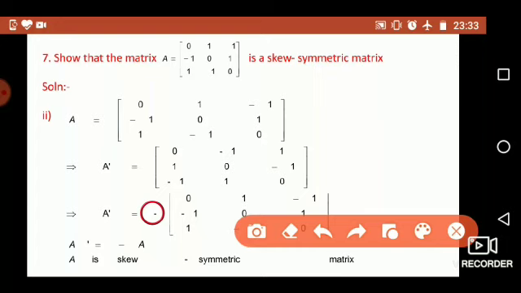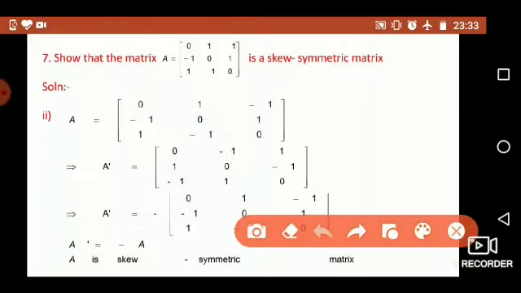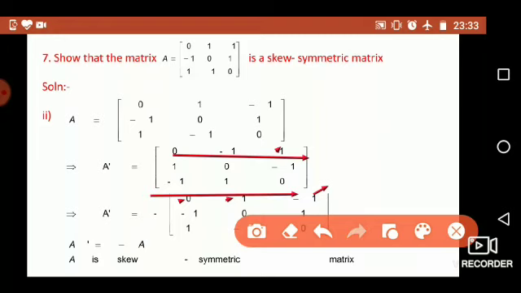Therefore, the first row: we have taken the negative sign outside. Therefore, minus 0 becomes 0. Then minus 1 becomes plus 1, and plus 1 becomes minus 1. Therefore, these are the first row elements after taking the negative sign outside. Therefore, the first row elements are 0, 1, minus 1.